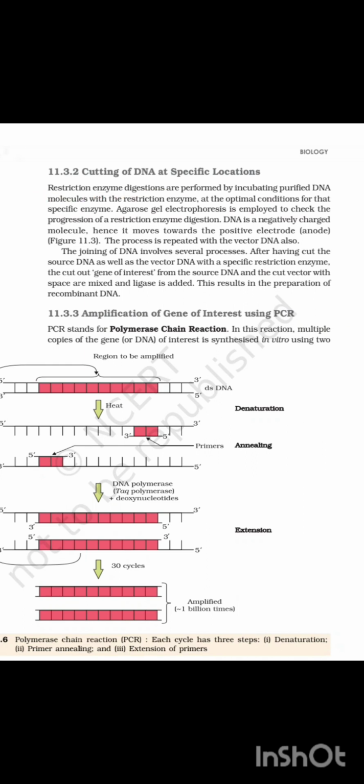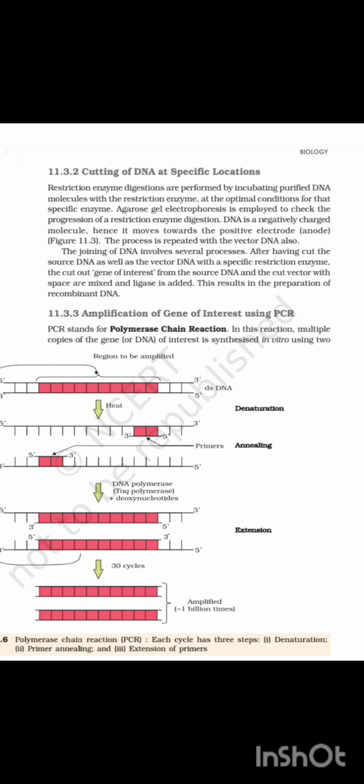11.3.2 Cutting of DNA at specific locations. Restriction enzyme digestions are performed by incubating purified DNA molecules with the restriction enzyme at the optimal conditions for that specific enzyme. Agarose gel electrophoresis is employed to check the progression of a restriction enzyme digestion. DNA is a negatively charged molecule, hence it moves toward the positive electrode, the anode. Figure 11.3. The process is repeated with the vector DNA also.